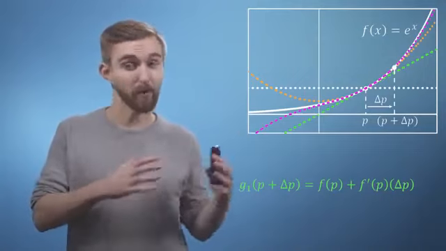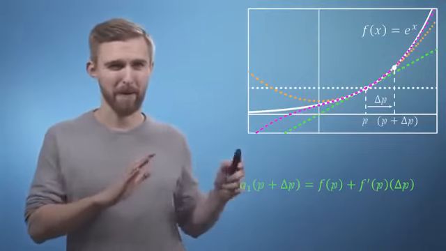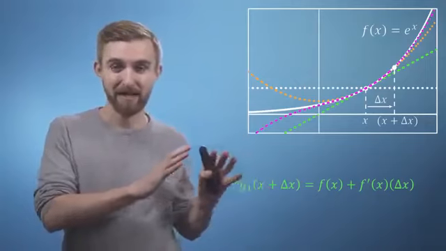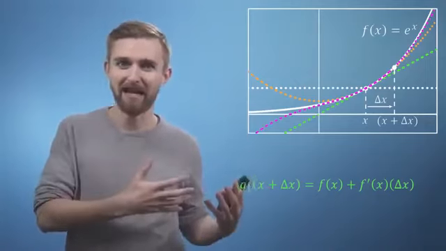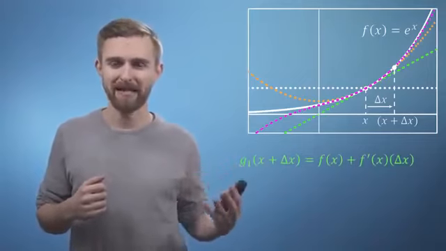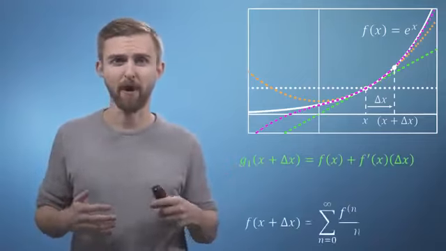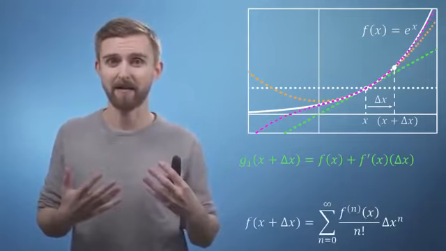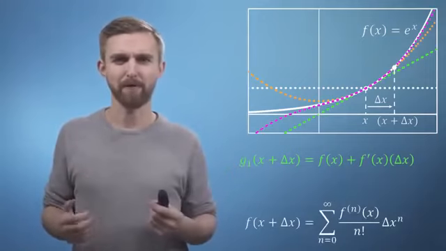I'm going to do it all at once to make it as painless as possible. I haven't changed anything conceptually, I've just written an x everywhere where we used to have a p. And we can now, of course, also rewrite our Taylor series expression in this new form, with just x and delta x. So we're in good shape to talk about approximations.